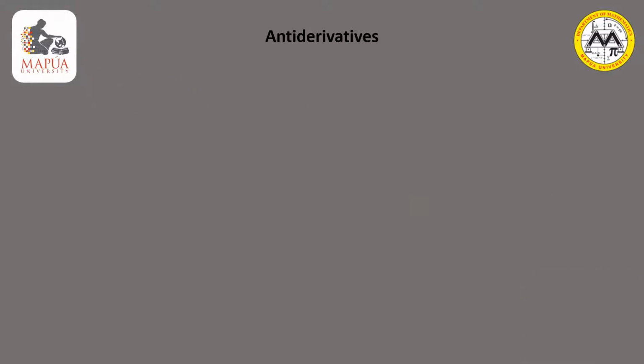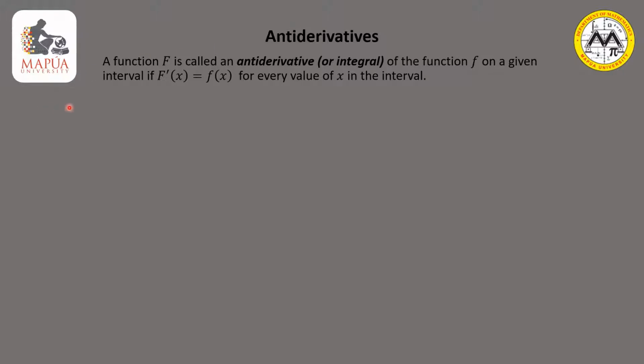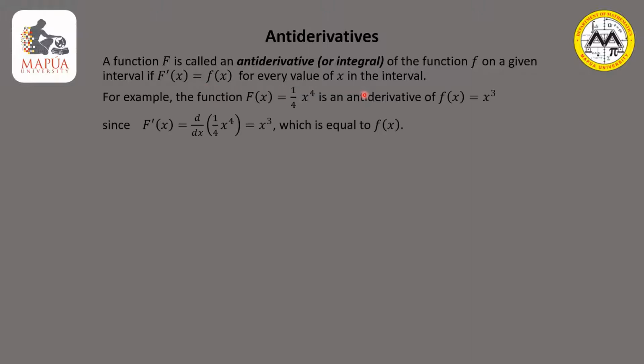Okay, let us first define what antiderivatives are, or what is the process of antidifferentiation. A function capital F is called an antiderivative or integral of the function small f on a given interval if capital F prime of x is equal to small f of x for every x in the interval.